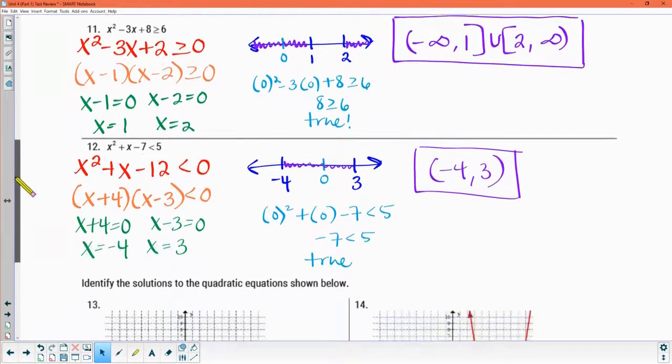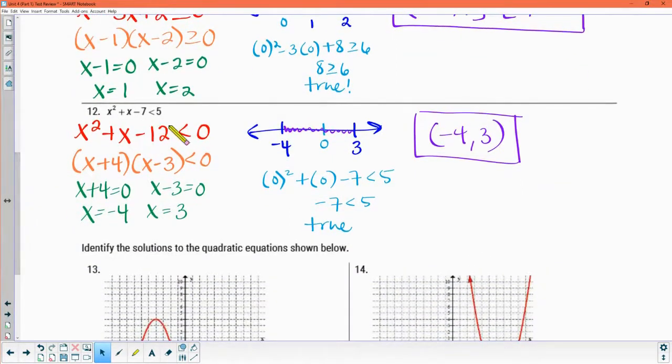Similarly, for number 12, I'm going to move everything to one side and factor: x plus 4, x minus 3. I get my two critical numbers, x equals negative 4 and x equals 3, and that's going to be drawn on my number line. This time 0 falls in the middle, so I always like to mark where it is. Plugged it into my original inequality, I got negative 7 is less than 5, which is true. So I'm going to shade in between my two critical points. My interval answer this time is from negative 4 to 3. It's parentheses because it's a not equal to inequality.